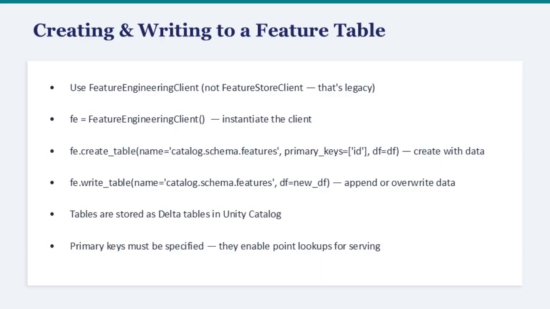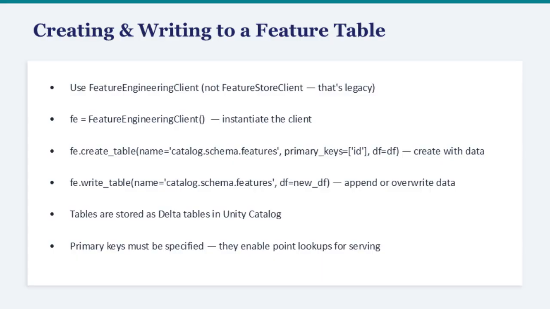To create a feature table, you instantiate the client with fe equal to FeatureEngineeringClient. Then you call fe.createTable with a 3-level Unity Catalog name, catalog.schema.table name, along with primary keys and optionally a data frame for the initial data. To write additional data, you call fe.writeTable with a table name and a new data frame.